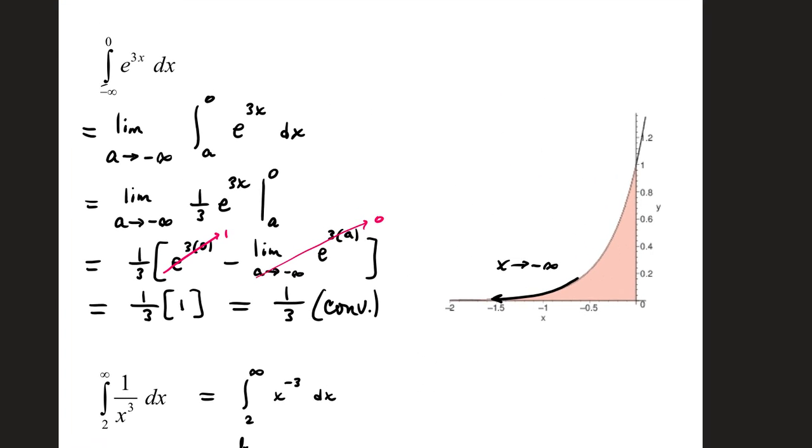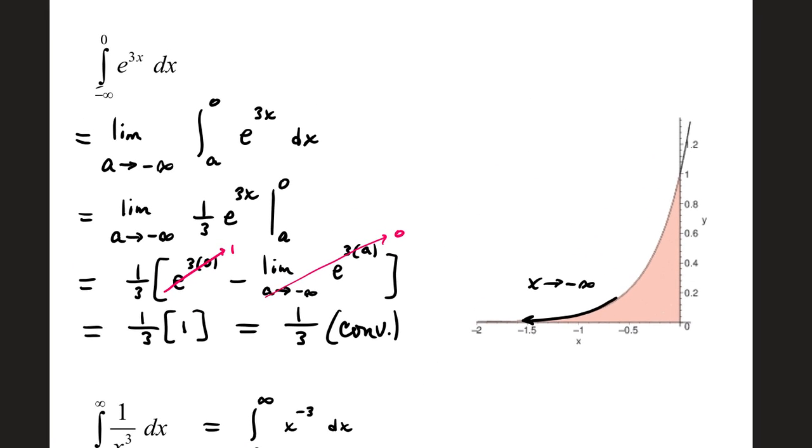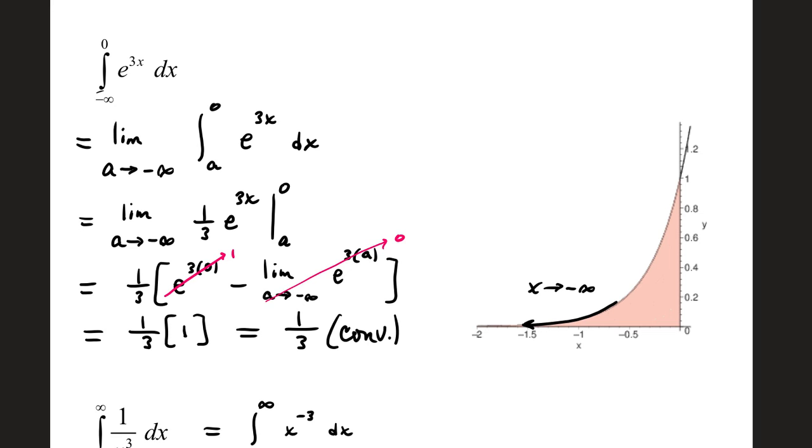Our third example, we had the improper integral from negative infinity to 0. Since our lower limit of the integral is infinite, this is an improper integral as well. We're going to replace negative infinity with an a. So we're going to let the limit as a approaches negative infinity, and we're going to integrate from a to 0, e to the 3x dx. The antiderivative is 1/3 e to the 3x, evaluated at 0 and a.